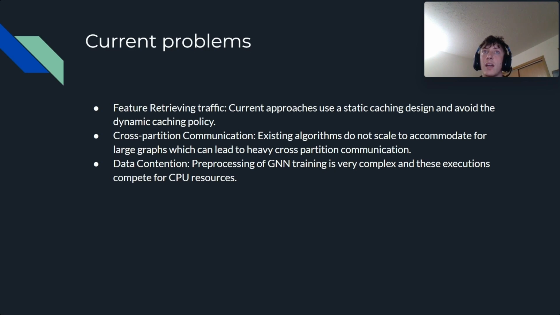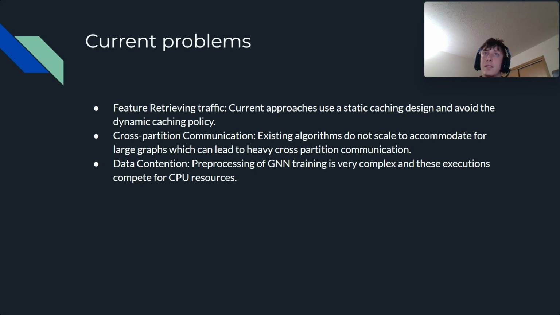Next, we look at cross-partitioning communication using partitioning algorithms. Existing cross-partitioning algorithms either do not accommodate for large graphs or they ignore multi-hop neighbor connectivity inside of each partition. This leads to heavy cross-partitioning communication because in graphic neural networks, the sampling algorithm usually requests multi-hop neighbors from a given node.